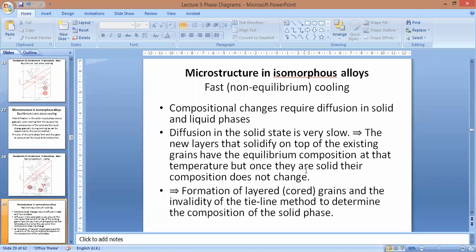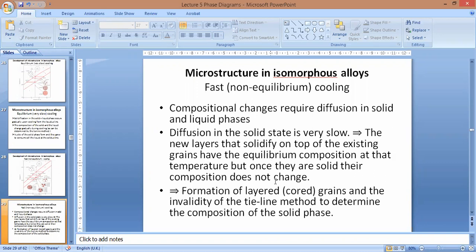So what can we say about this fast cooling? The compositional changes require diffusion in solid and liquid phases. Diffusion in the solid state is very slow. The new layers that solidify on top of the existing grains have equilibrium composition at that temperature, but once they are solid, their composition does not change. Once they solidify, their composition does not change, and it does not allow for more crystals to form within them.